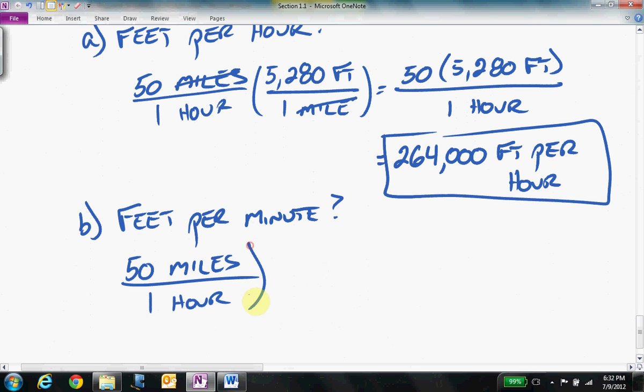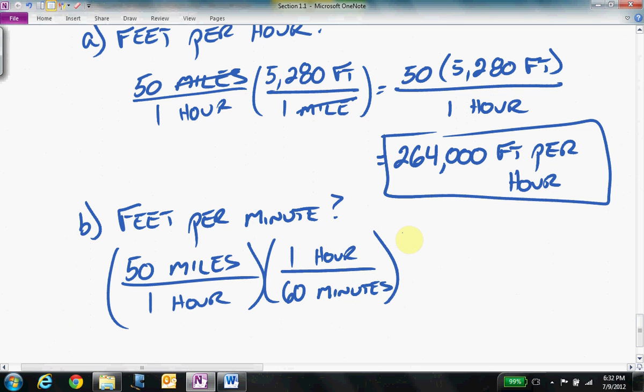So we're going to set that up, and let's first convert our, doesn't matter, you can convert your feet or your hours. So let's do it this way. If we have an hour in the denominator, we want to make sure we have an hour in the numerator. And if we want to get to minutes, how many minutes are in 1 hour? Well, that's 60. So 60 minutes. All right, and then we're going to multiply that by our feet conversion, which is 5,280 feet over 1 mile.